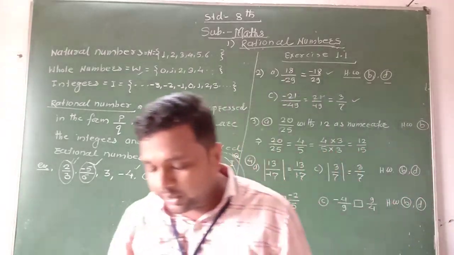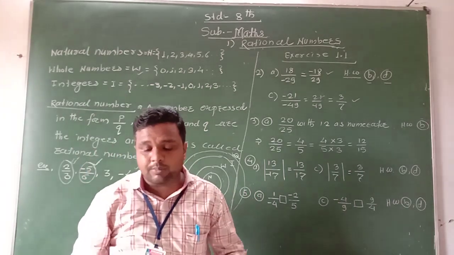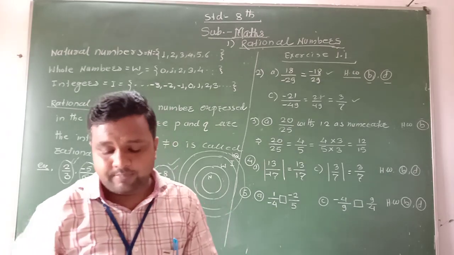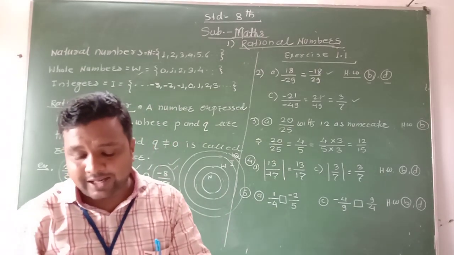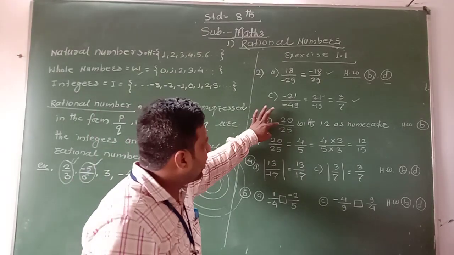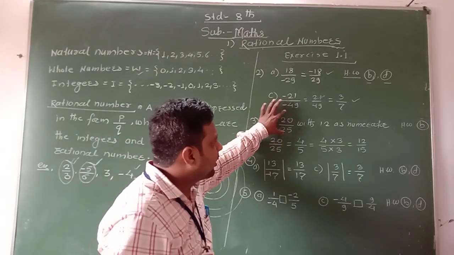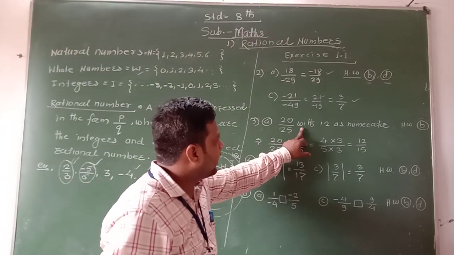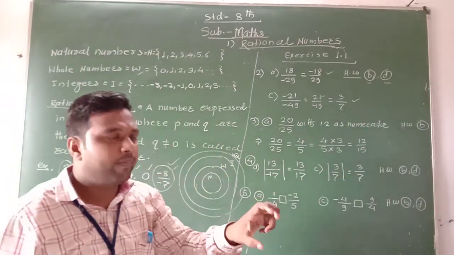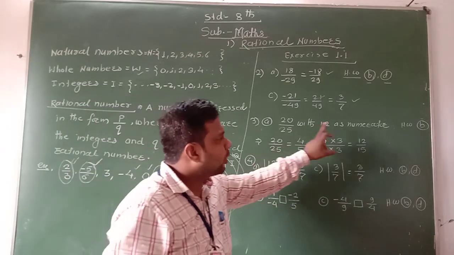Then see question number 3. Now what is question number 3? Express the following rational number as directed. Here two questions are given, A and B. Here I explain A. 20 upon 25, this rational number we have to express with 12 as numerator. This means in the numerator we have to write 12.